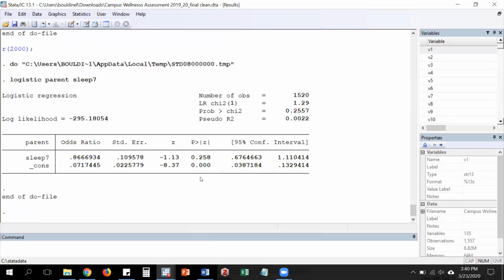So as you get more and more sleep, the odds that you are a parent are essentially going down, because the odds ratio is less than 1, which means that an increase in the exposure, an increase in the number of nights you got adequate sleep, is associated with lower odds of the outcome, which in this case is being a parent.